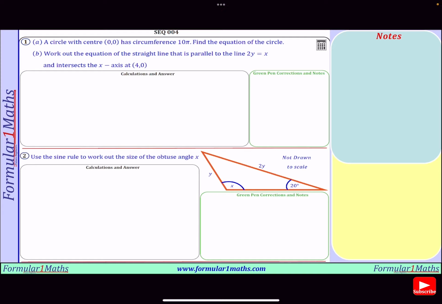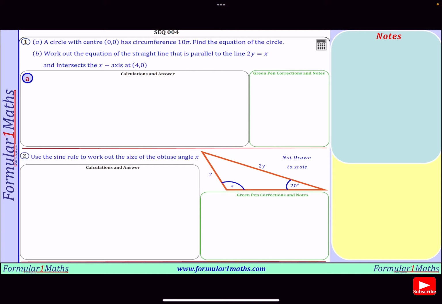This is sample exam questions 004 for the AQA Level 2 Further Maths course. We've got 3 questions to answer. Question 1. A circle with center (0, 0) has circumference 10π. A: Find the equation of the circle. B: Work out the equation of the straight line that is parallel to the line 2y = x and intersects the x-axis at (4, 0).